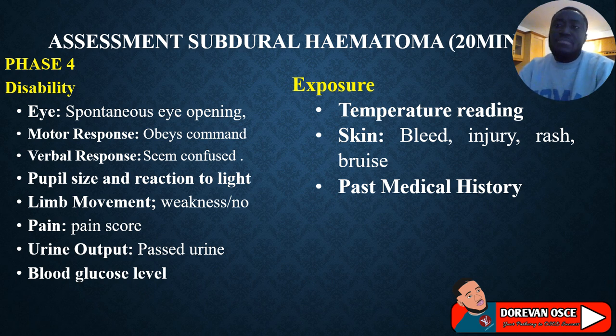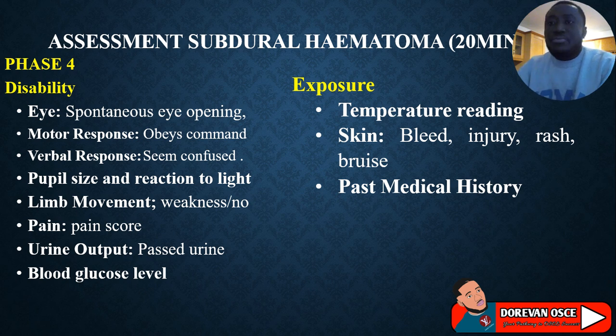You also ask the patient about pain. If the patient is in pain, you ask the pain score and what you might do to help control the pain for the patient. Then you ask about the patient's urine output, whether the patient has passed urine, is it normal, the color of the urine and all that, and then bowel movement. You also ask about the blood glucose level. Usually you ask the assessor for the patient's recent blood glucose level, and whatever is given to you, interpret whether it's within the normal range or not.